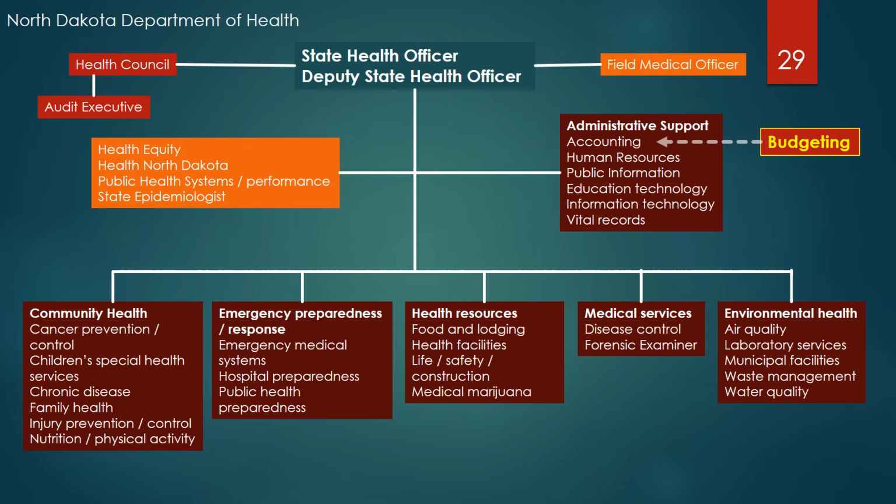We often had incident command running for up to 6 months per year. Health Resources was the section that oversaw health facility regulations. Medical Services gave administrative oversight to disease control issues and the state's forensic program. Environmental Health had programs in air and water quality, laboratory services, municipal facilities like water treatment plants, and waste management. This type of organization structure is not unusual for state health departments.